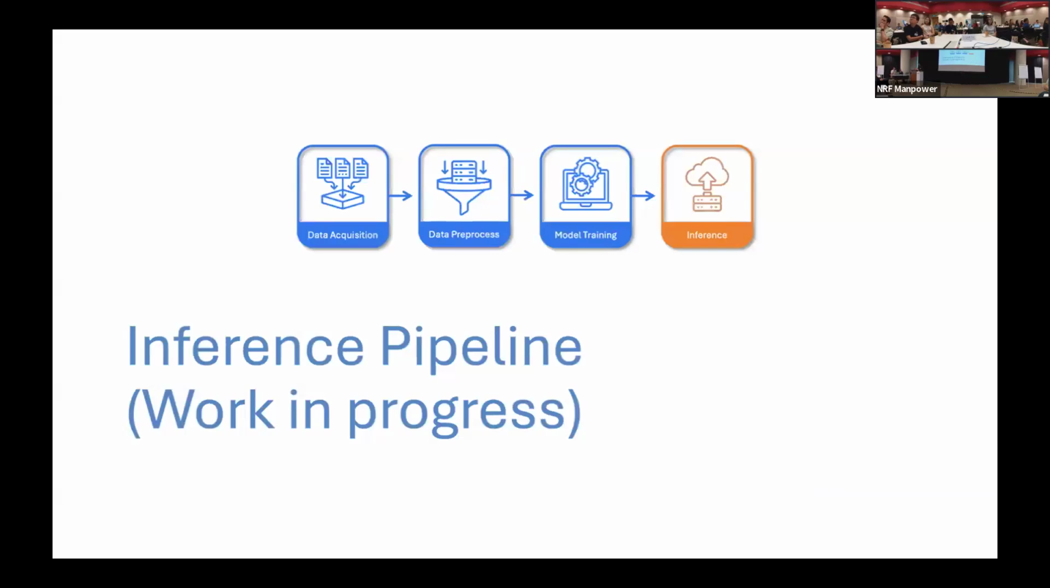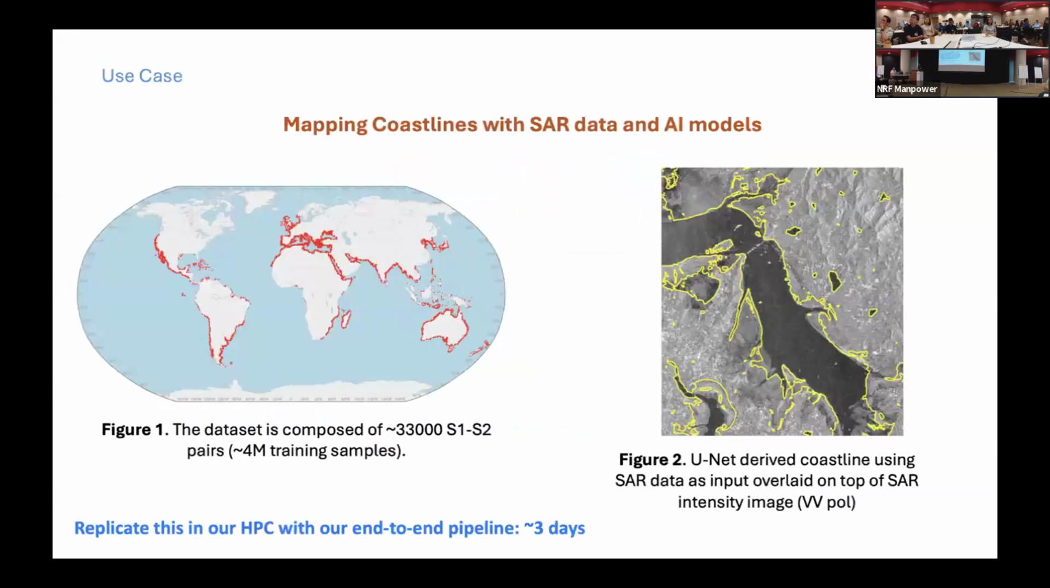The inference pipeline is still in progress, so it's coming soon. And I would just like to share one of my own research projects about mapping cosines with our intensity data and AI models. So if today I wanted to use this pipeline that I'm presenting, I would be able to go from the first stage, the data acquisition process, to generating the outputs in roughly 3 days. And that involves acquiring over 33,000 pairs of Sentinel-1, Sentinel-2 scenes, doing the pre-processing, and training the unit model.